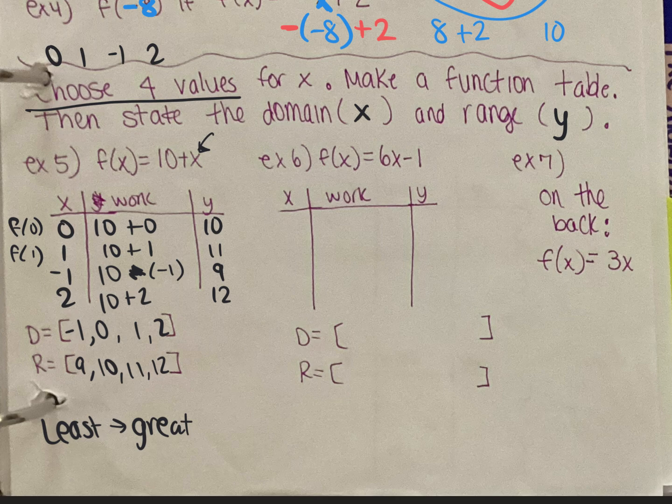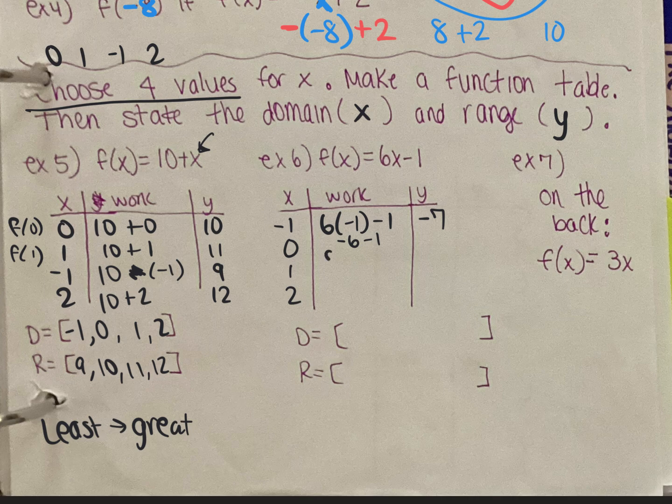All right, let's try, maybe since we know we're going to have to go least to greatest, let's pick -1, 0, 1, and 2, and we'll just make them least to greatest right from the start. That makes a lot of sense, doesn't it? Okay, so 6 times -1 minus 1. -6 minus 1 is -7. It is super easy to make a mistake based off of negative signs.